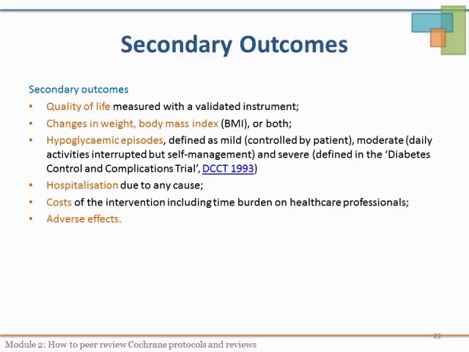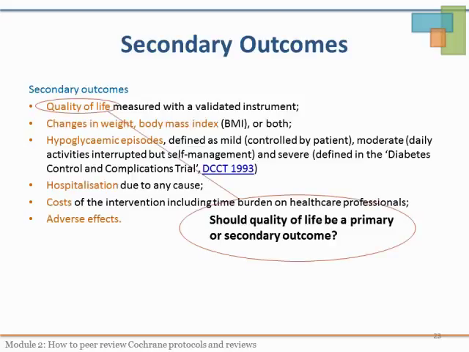The authors then gather data about the secondary outcomes measured during certain time periods. They will measure quality of life, changes in adiposity, hypoglycemia, hospitalization, costs, and adverse effects. Do these cover the outcomes you think are important? Maybe these are not as important as the primary outcomes, but they should still be collected? Or do you think some of the secondary outcomes should be primary outcomes, or vice versa? I might think quality of life is important.